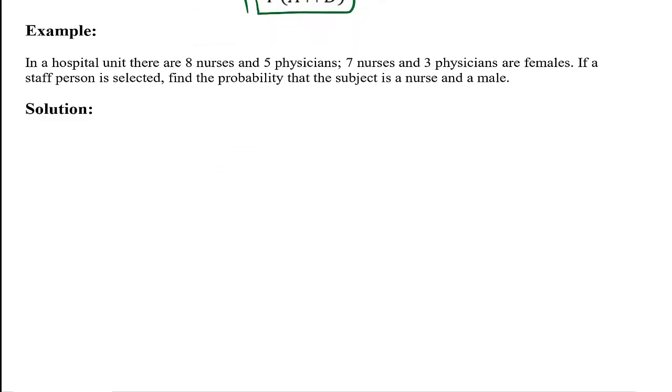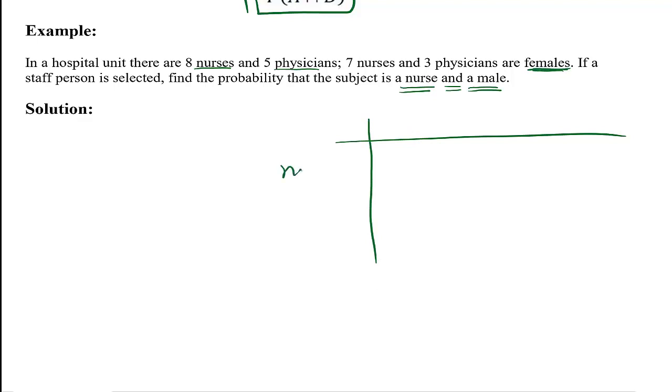In a hospital unit there are 8 nurses and 5 physicians. 7 nurses and 3 physicians are females. If a staff person is selected, find the probability that this subject or this person is a nurse and a male. Let us summarize the data or the given information in the following table.